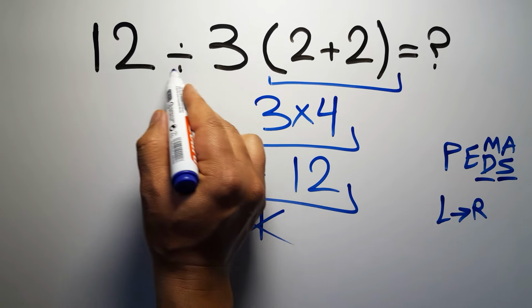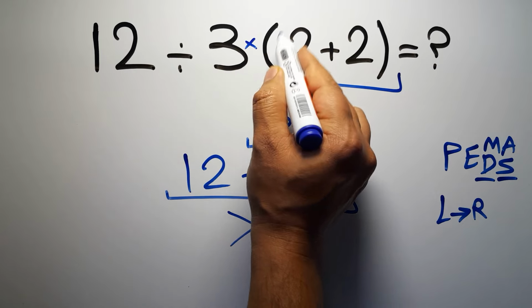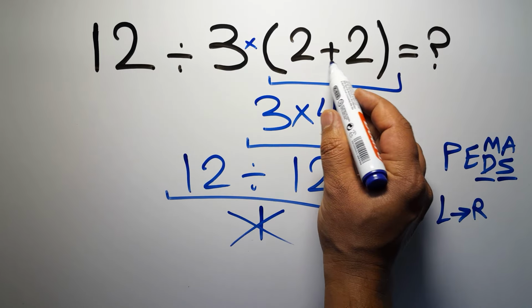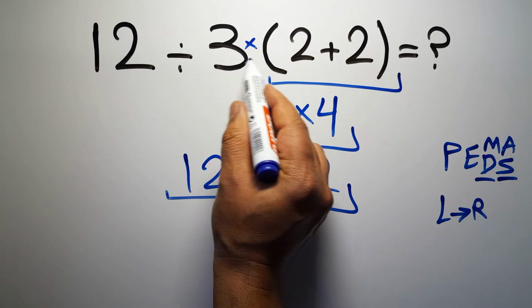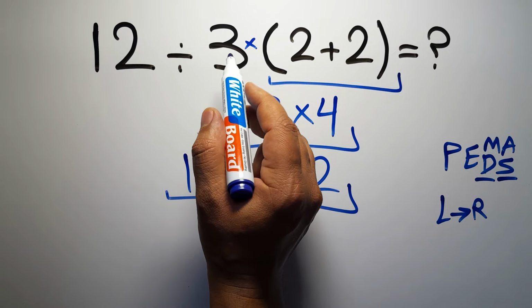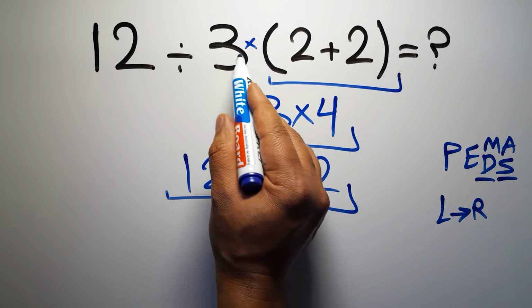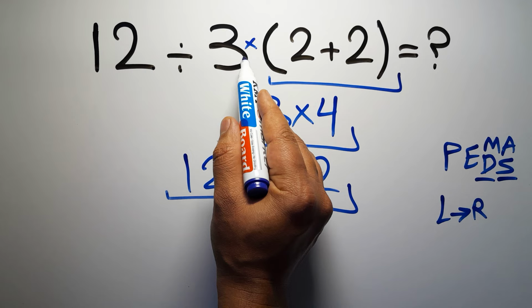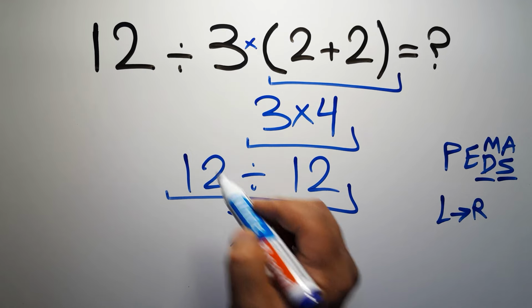In this expression, we have one division, one multiplication, and one parenthesis. Inside this parenthesis, we have one addition. Here we have a multiplication, because in mathematics, when a number is placed next to parentheses, it means multiplication. And we usually don't write a multiplication sign for brevity.